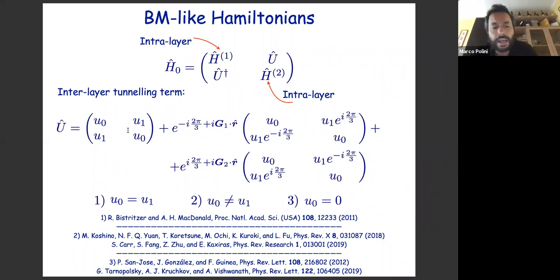In the original BM model, U0 was taken to be equal to U1, and it has already been pointed out by a number of people, Koshino, Carr, and others, I reported a few references in this slide. I apologize for the others I've not cited, but it has already been noticed in the literature that there is no reason for U0 to be equal to U1, and in fact, if you account for relaxation and other effects, you can typically tend to have U0 smaller than U1.